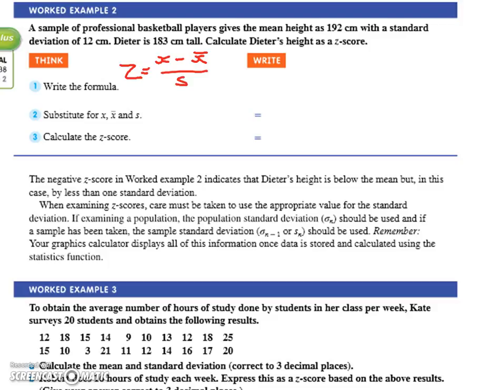But we're doing this. So what do we do now? Write down what we know. Do we know what X is? We know X is 183.